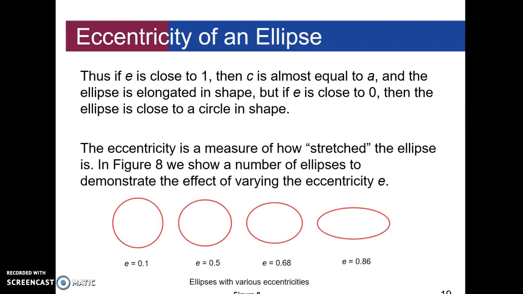So let's demonstrate this. The eccentricity of that circle or ellipse on the far left is very close to 0. You can see that it's very round, very circular in its shape. As the eccentricities move towards 1, 0.5 to 0.68 to 0.86, what you're noticing is that the ellipse is becoming more elongated or stretched out. So eccentricity values close to 1 are more stretched out. Eccentricity values close to 0 are more circular.